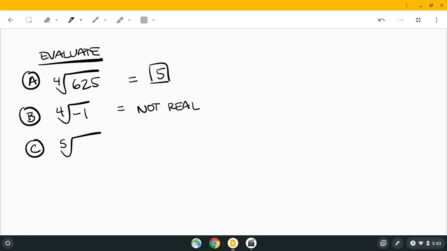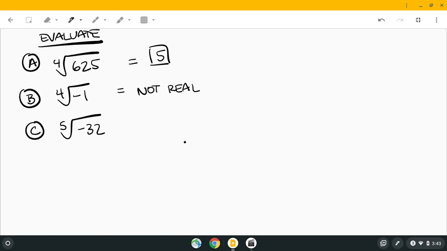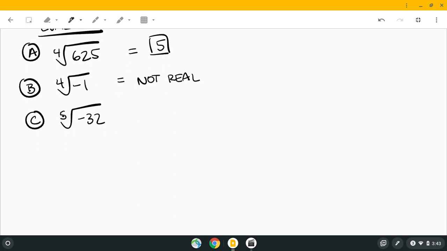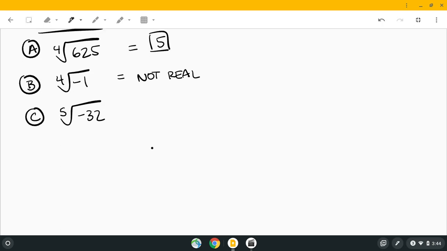Fifth root of negative 32. Okay, so again, you might have to play with it on your calculator. We're trying to find a number when we raise it to the fifth power, that's pretty high power, we get negative 32. So you might have to punch into your calculator 2 times 2 times 2 times 2 times 2. Turns out it's going to be negative 2.